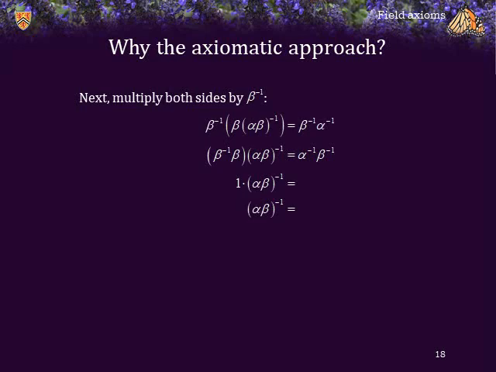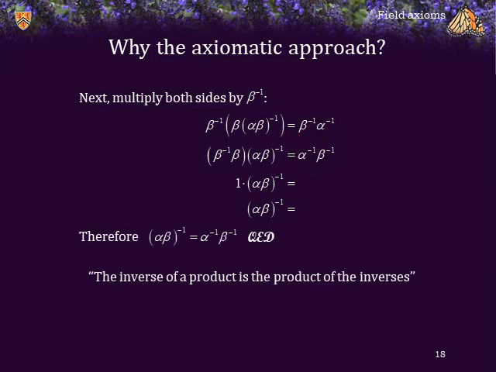And yes, we do actually see that the multiplicative inverse of the product is equal to the product of the multiplicative inverses. Therefore, we get our result. That is, the inverse of a product is the product of the inverses. However, one thing that's very important, when we were doing this derivation, if you go back and look carefully, you will notice that we actually depended on the property that multiplication is commutative. That is, alpha times beta is equal to beta times alpha.